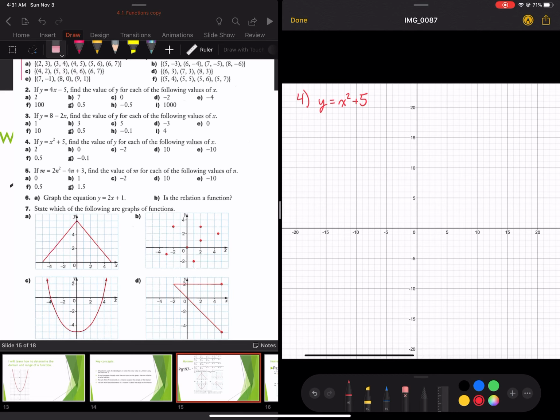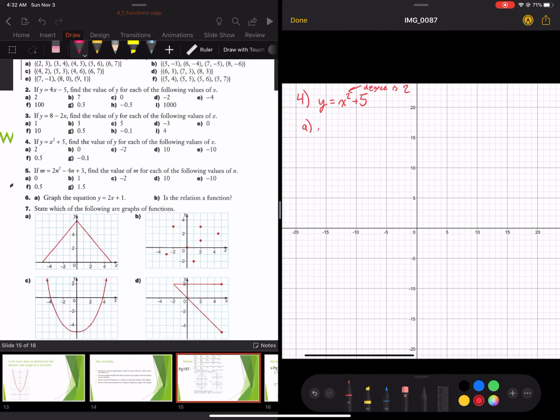And what makes this quadratic is that the highest degree is 2. But anyway, let's do the question. The question says if y equals x squared plus 5, find the value of y for each of the following values of x. Okay, so let's do it by substitution.